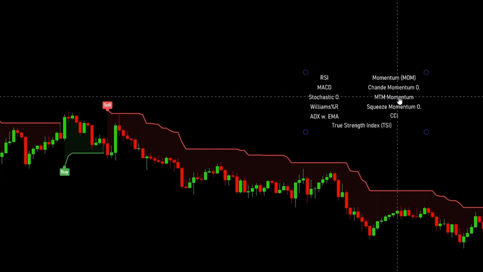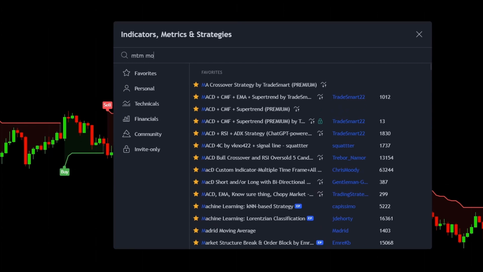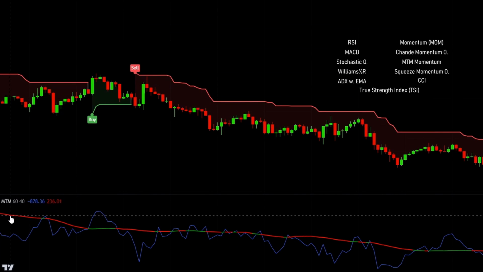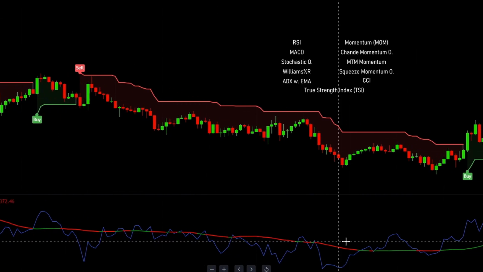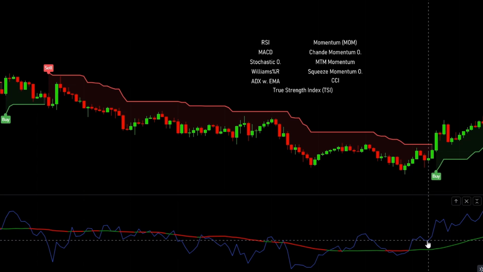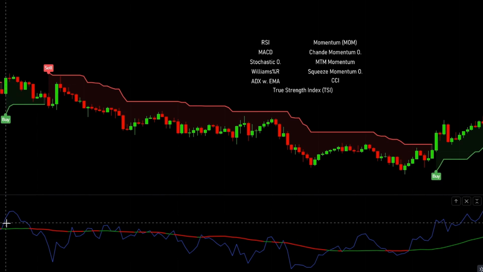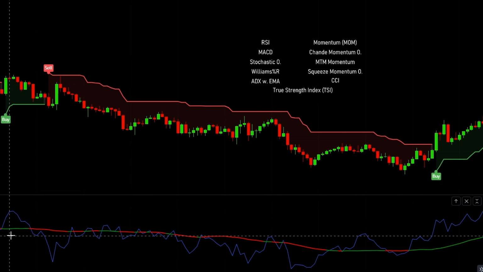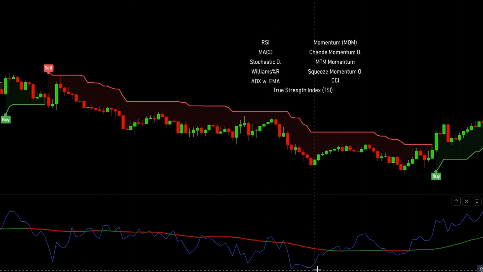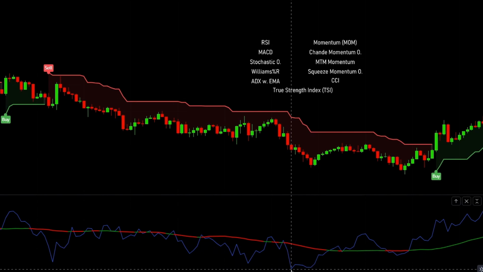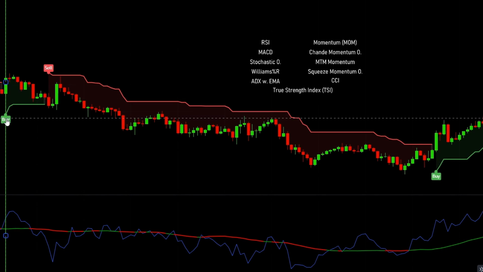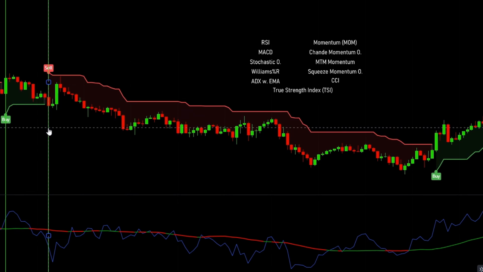The next one is the MTM momentum. Add this one to your chart. This one has two lines. It has a baseline, which works like a moving average of the momentum line, and the blue line, which is the momentum line itself. Long entries are only allowed if the momentum line is above the momentum-based moving average, and short entries are only allowed if the opposite occurs, so the momentum line is below the momentum-based moving average. Therefore, this is a very long entry, and this is a very short entry.